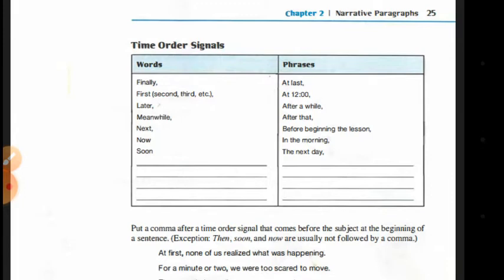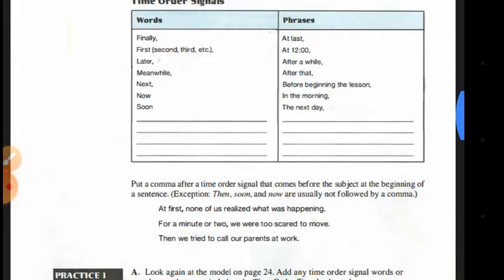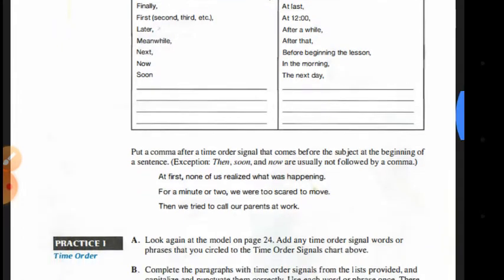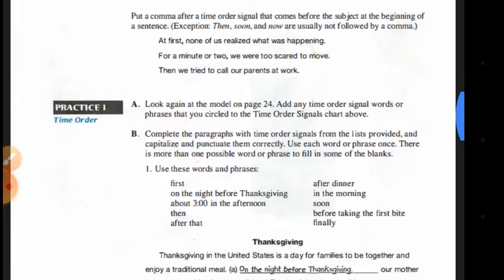The time order signals include finally, first, second, third, etc., later, meanwhile, next, now, and soon. And phrases like at last, at 12 o'clock, at 2 o'clock, after a while, after that, before, beginning, in the morning, in the afternoon, in the evening, the next day, the next step.